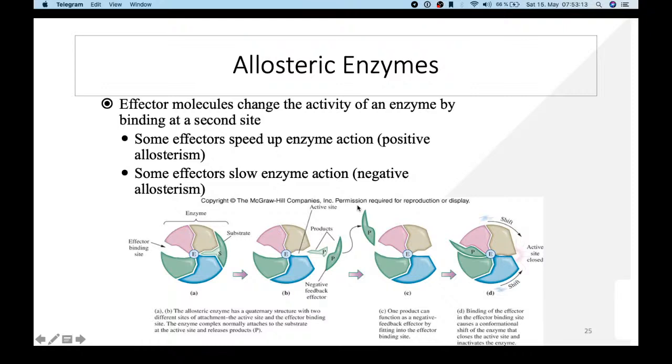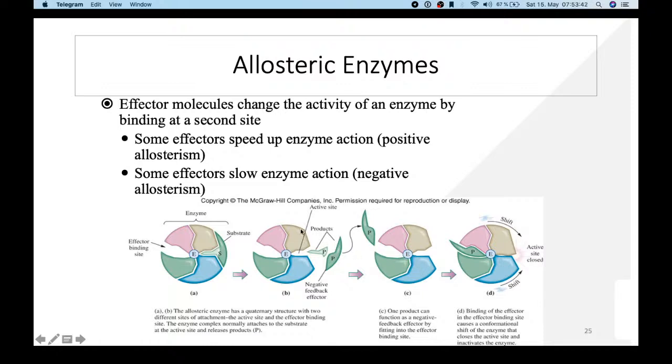So here we can see that the enzyme in the first case has a factor binding site and our substrates got attached. If a negative feedback factor is attached to it, it will come and be attached on the back of the enzyme, so it will make the active site not work anymore. The active site will close and there is no further action. So this will be a negative allosterism.